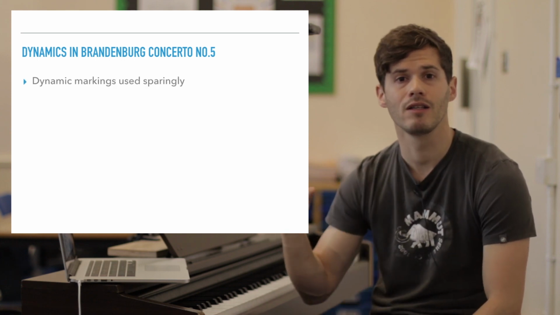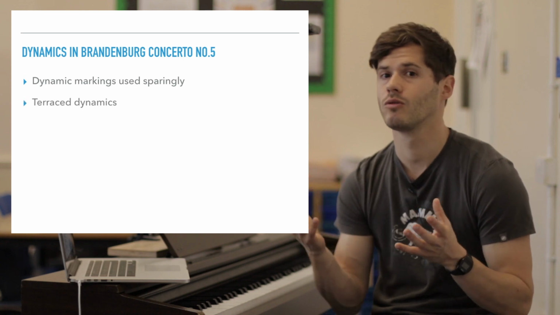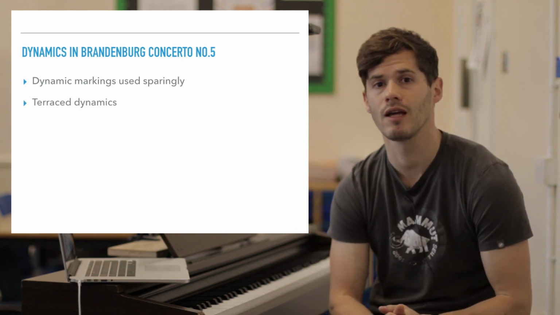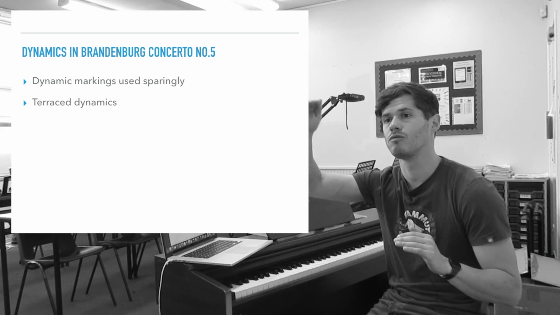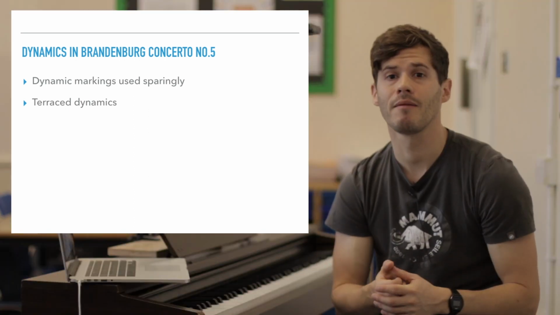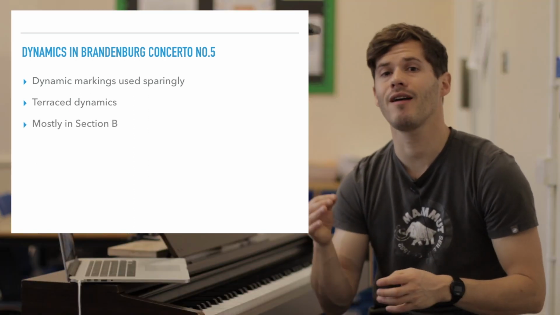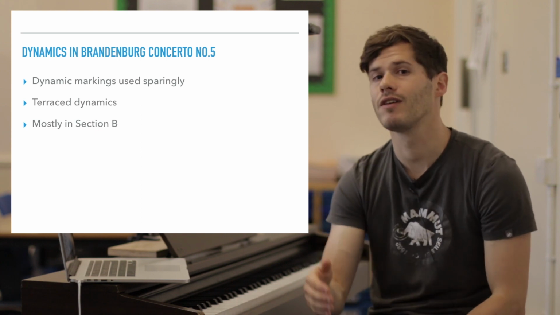Now, Bach's Brandenburg Concerto No. 5 is typical of music from the Baroque era in terms of the dynamics. We don't find many dynamic markings written on the score. Instead, we get what's called terraced dynamics, which I've already said is where if he wants it louder, he'll introduce more instruments, and the quieter sections will have fewer instruments. There are dynamic markings in the score, and we find these mostly in the B section in the middle of the piece. So let's have a listen to the piece now.